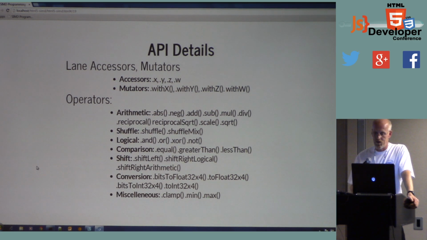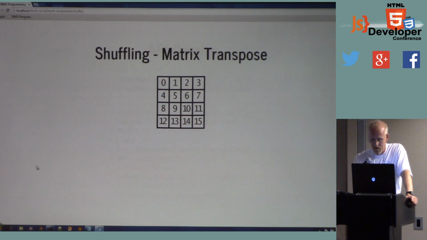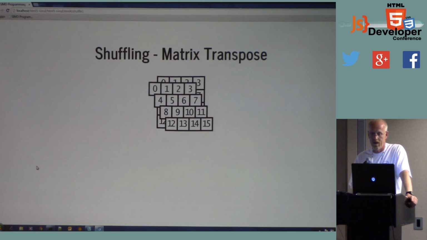And there are mutators where, if you want to keep the existing values, you create a new object with just 1 lane changed. Then you have the expected arithmetic operations on them. You can do shuffles, and I'll get back to a good shuffle example in a bit. You can do logical operations and comparisons, shifts, and conversions between them. And then there are various clamping operations and min-max operations.